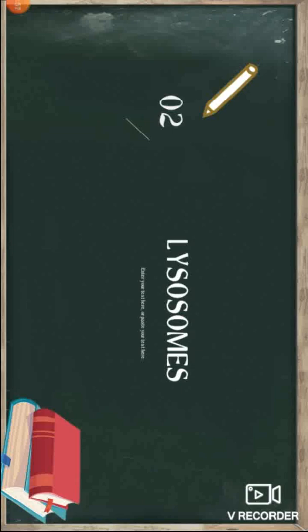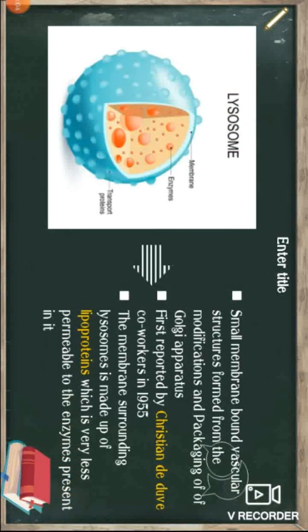Now, moving towards the other organelle, that is lysosomes. Lysosomes were first reported by a Belgian scientist Christian de Duve in 1955. Lysosomes are small membrane-bound vesicular structures formed from the modifications and the packaging of the Golgi apparatus. The membrane of the lysosomes is made up of lipoproteins, which is very much less permeable to the enzymes present in it.